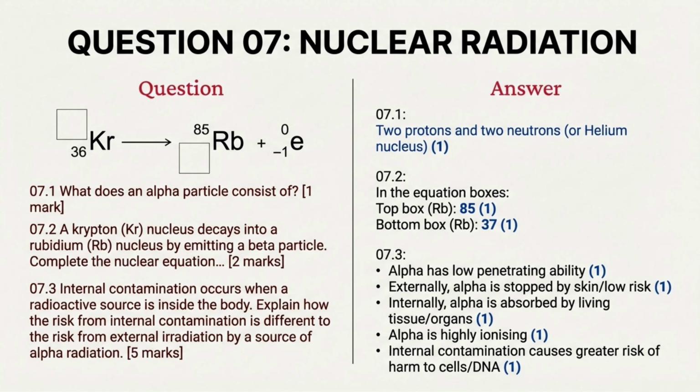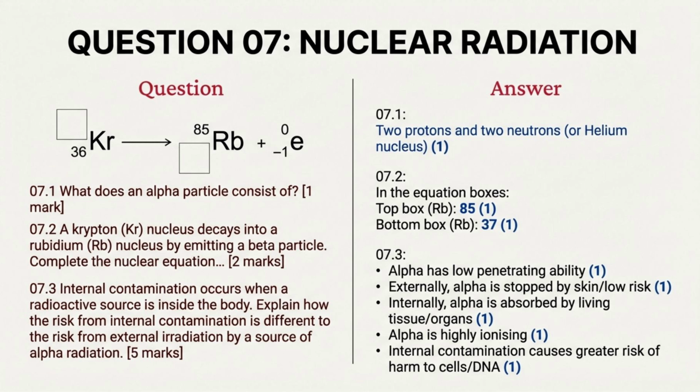So to fill in the boxes for rubidium, you just balance the numbers. The top number for krypton is 85. The beta is 0, so the mass number for rubidium has to be 85. The bottom number for krypton is 36. The beta is -1. To make it balanced, rubidium must be 37, because 37 plus -1 equals 36.